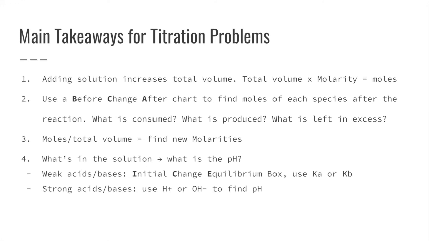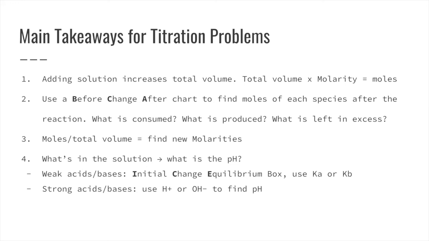Using the moles, use a before-change-after chart to find moles of each species after the reaction is complete. What is consumed, what is produced, and what is left in excess. Using the moles, divide the moles by the total volume to find the new molarities of each species. Now think about what's in the solution and how that affects the pH.